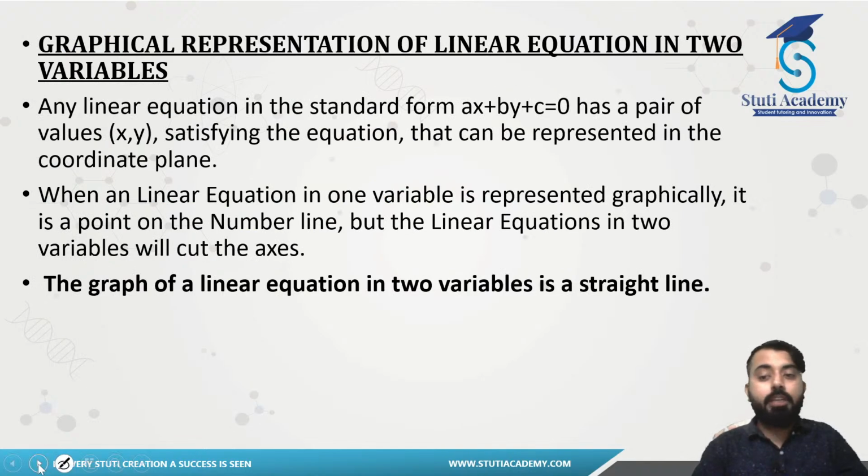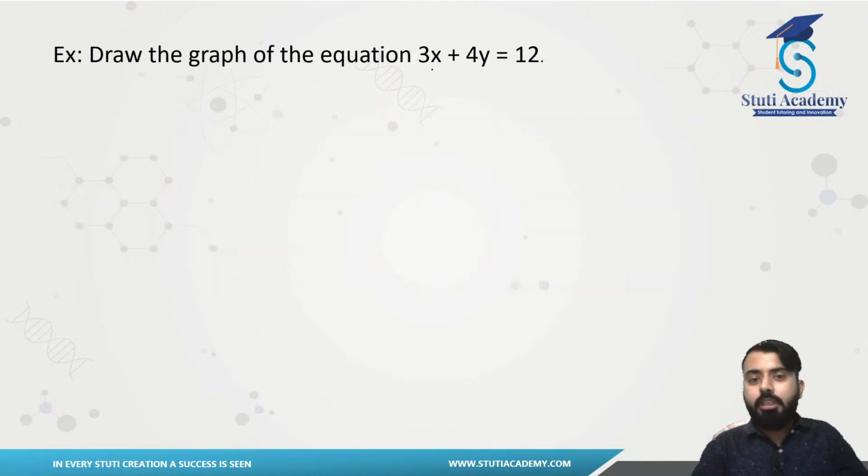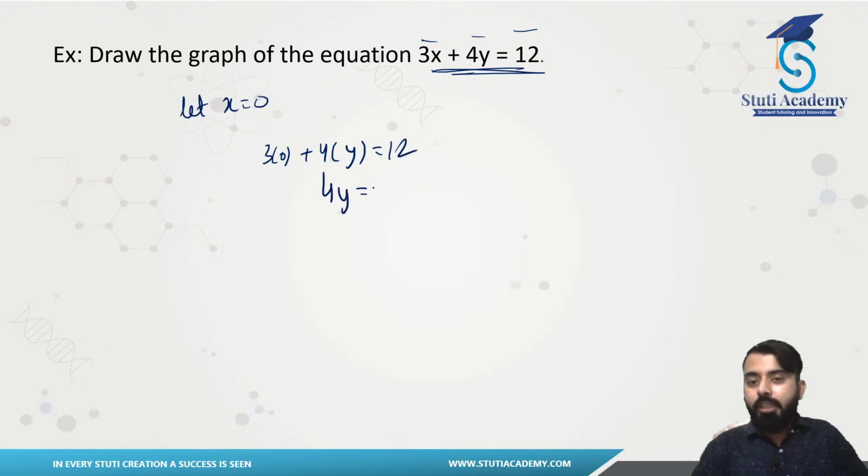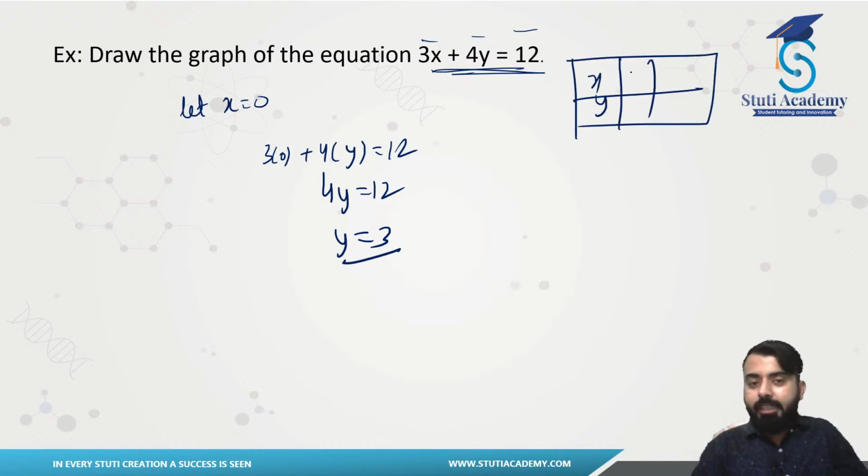So this is what has been written here. We have to draw the graph of this equation. Now we have already plotted this one, but here we have 3x plus 4y equals 12. Quite easy. Just assume x equals 0. So we have 3 into 0 plus 4 into y equals 12. 4y equals 12. Y will be 3. So if I make a table right here, when x was 0, y was 3.